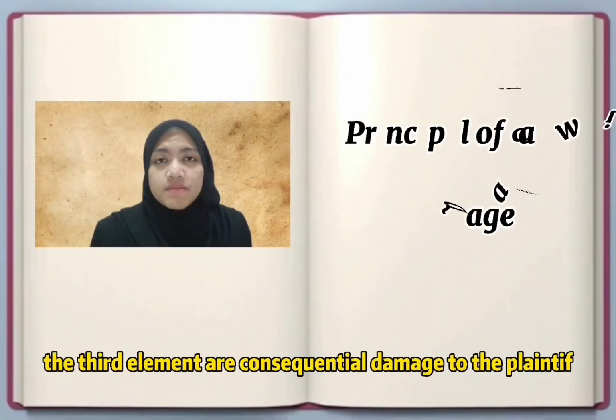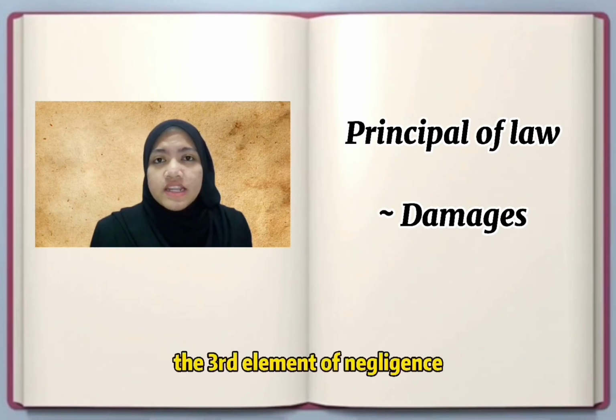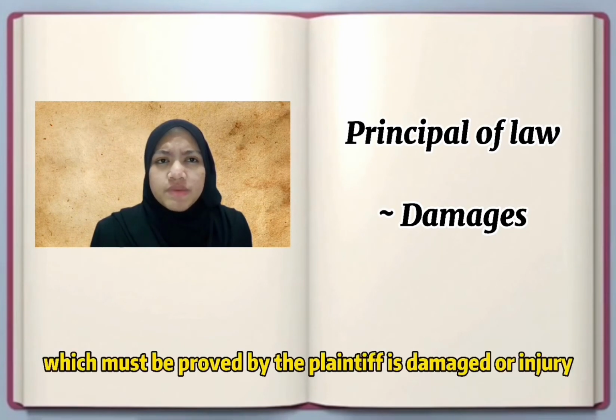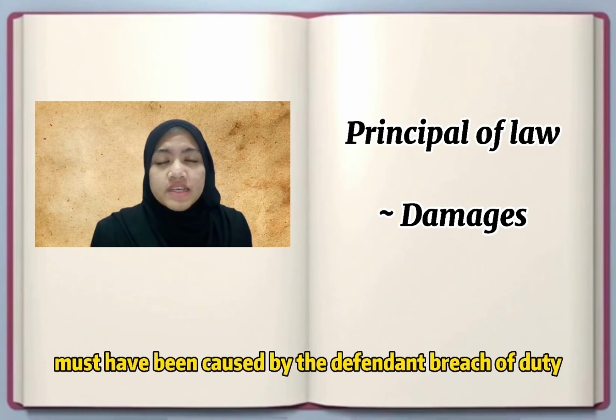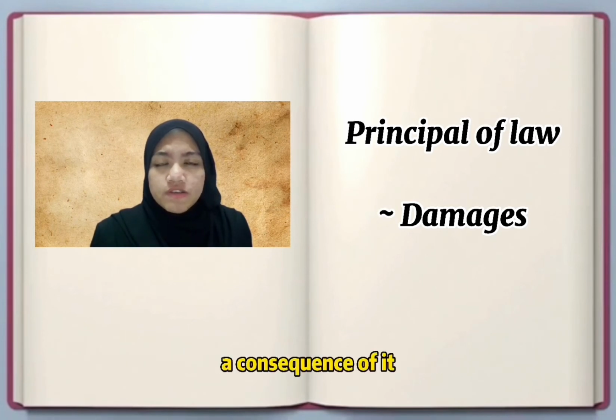Lastly, the third element is consequential damage to the plaintiff. The third element of negligence which must be proved by the plaintiff is that damage or injury must have been caused by the defendant's breach of duty. The plaintiff's damage must not be too remote a consequence of it.